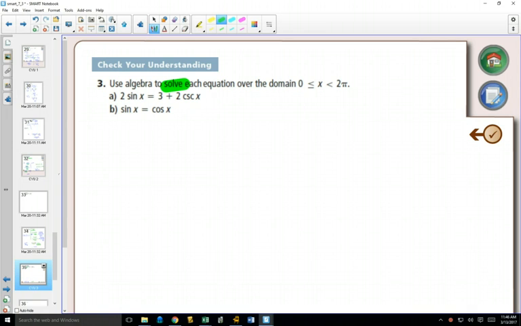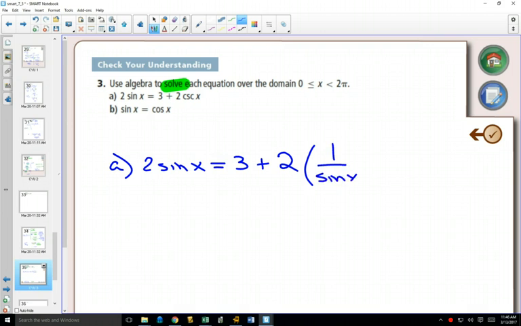Proving questions is where we draw the line and work on both sides separately. A solving question means that you can work on both sides. You can move things over to one side if you need to and solve it just like you've solved all the way along. The only thing different here is in A, we notice that we have sine and cosecant. So I'm going to write my cosecant as 1 over sine.